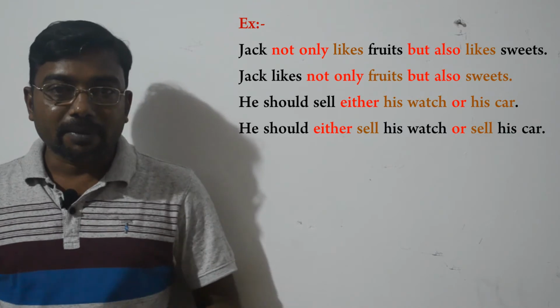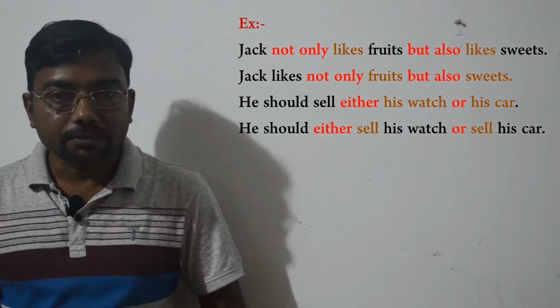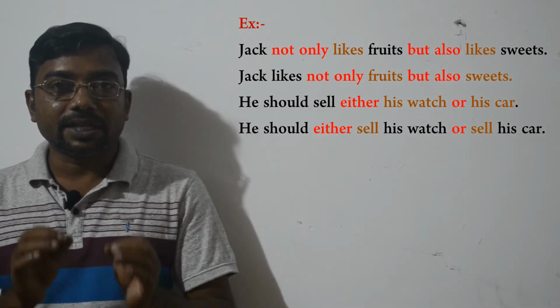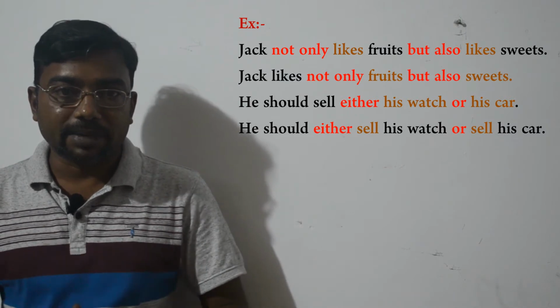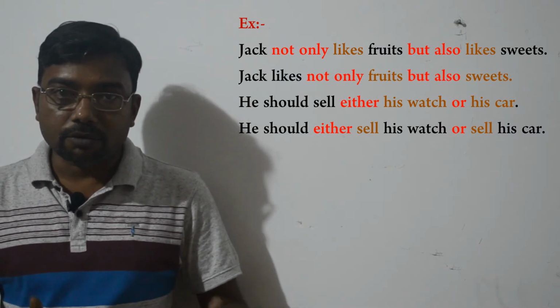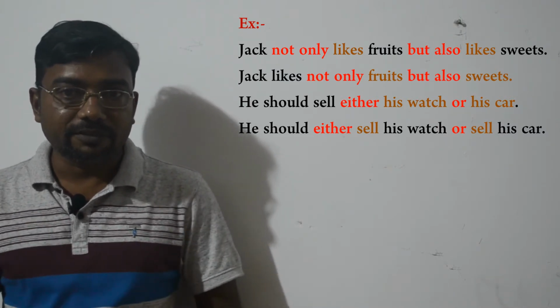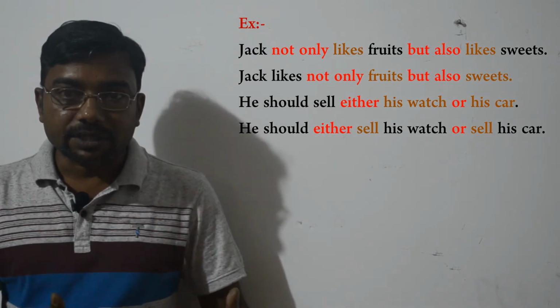Okay everyone, remember when you use correlative conjunctions to make a sentence, you should link two equally important elements. That is to say, noun with noun, pronoun with pronoun, verb with verb, phrases with phrases, or clauses with clauses. Okay everyone, now let's talk about subject-verb agreement with correlative conjunctions.